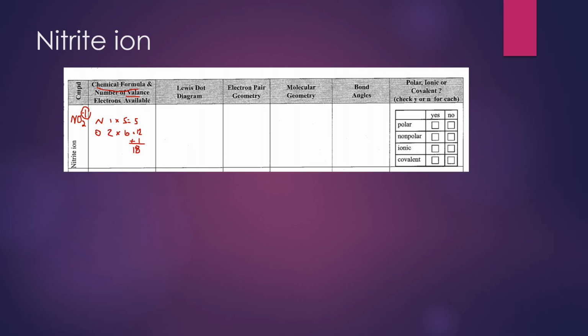Now for the Lewis structure, you want to start by putting the central atom in the middle and then the other atoms surrounding it. So I have nitrogen and I'm going to put an oxygen on either side. The goal then is to make the terminal atoms happy first. And the terminal atoms in this case are the oxygens. So what I'm going to do is make sure each oxygen has 8 valence electrons.